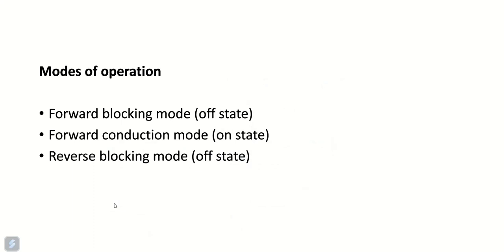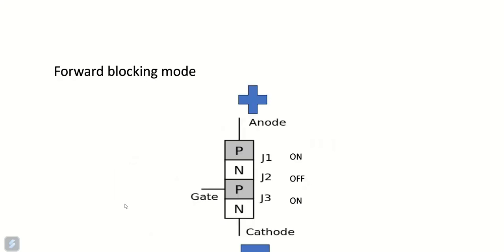SCR operates in three modes. First is the forward blocking mode, which is off state. Then the forward conduction mode, which is the on state. And the third one is reverse blocking mode, that is the off state. We will see what is happening in the forward blocking mode. In the forward blocking mode, positive voltage is applied to the anode and negative voltage is applied to the cathode. We can see that junction J1 is on or forward biased, junction J2 is off, which is reverse biased, and junction J3 is on, and no gate pulse is applied over here.